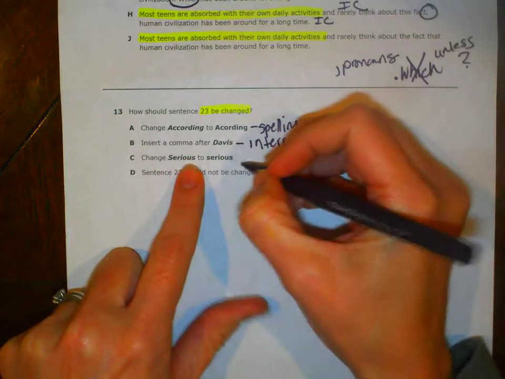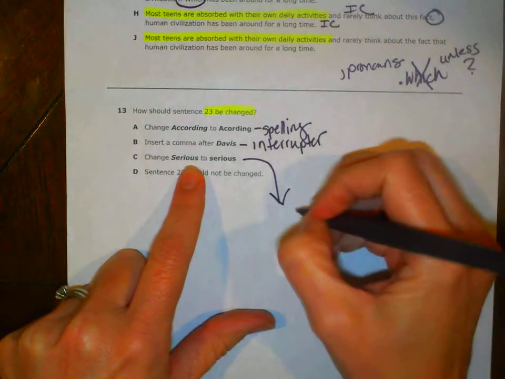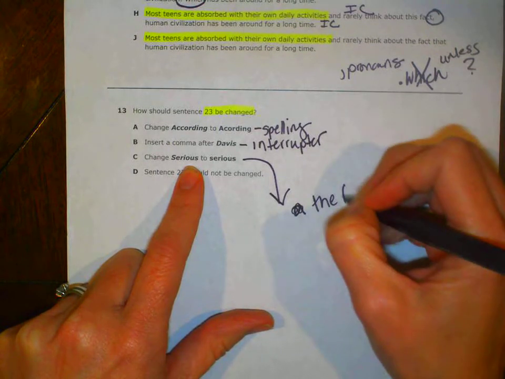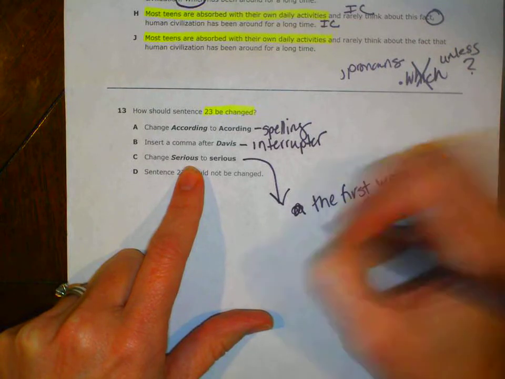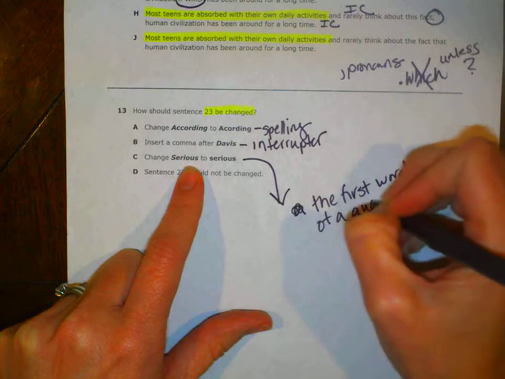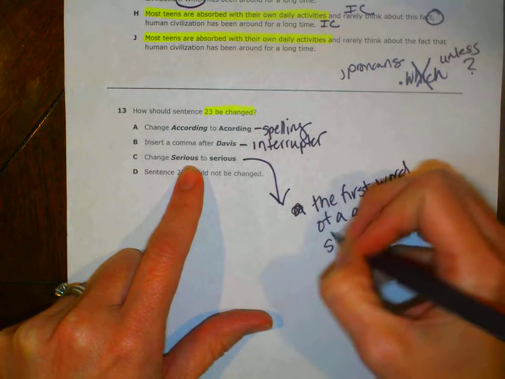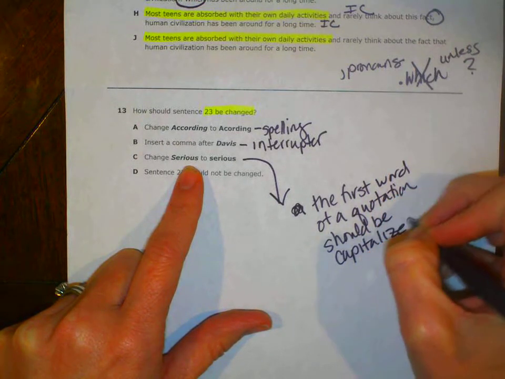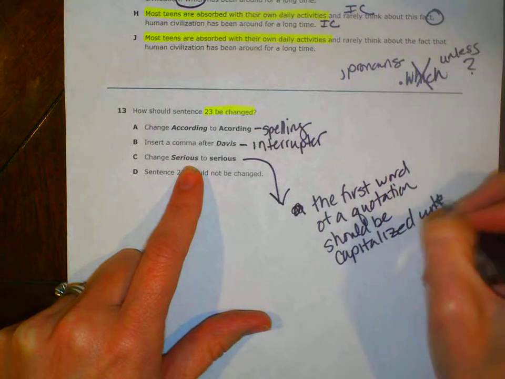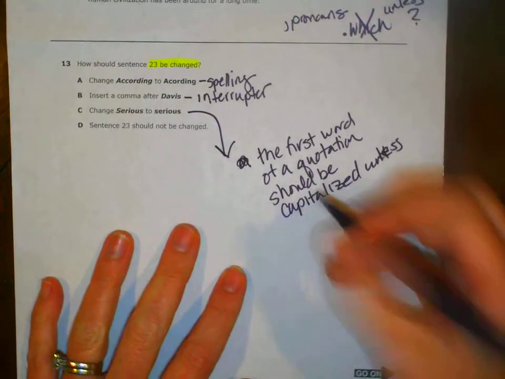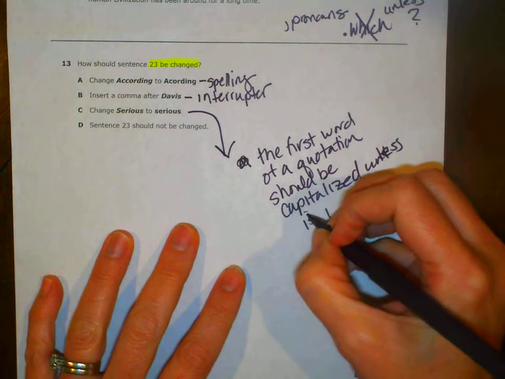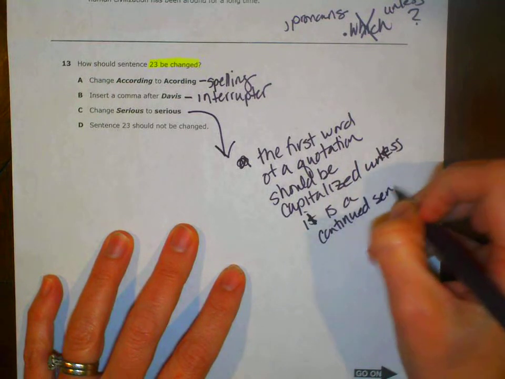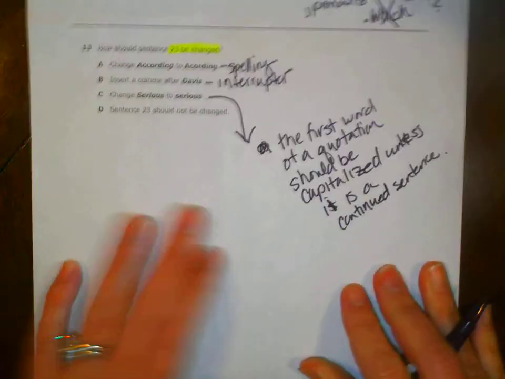Change serious to serious. Please write this rule, okay? The first word of a quotation should be capitalized, unless it is a continued sentence. Now that means like this.